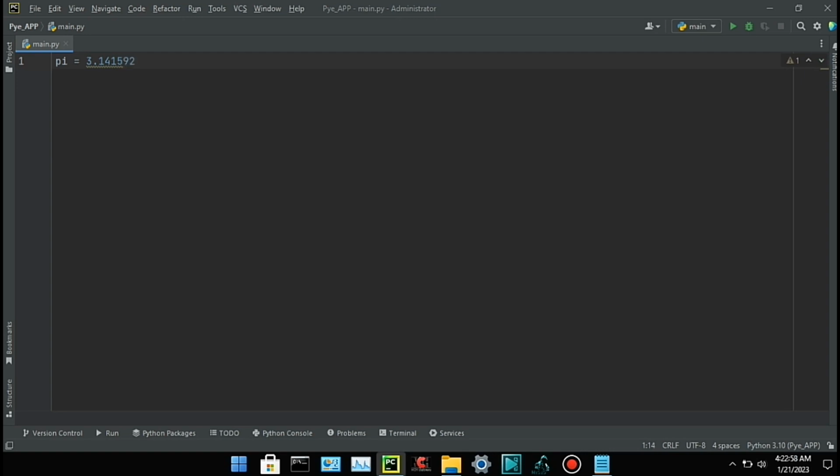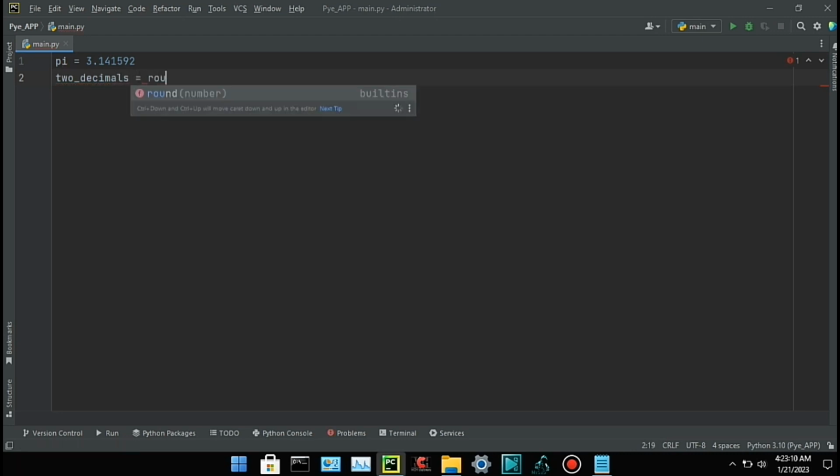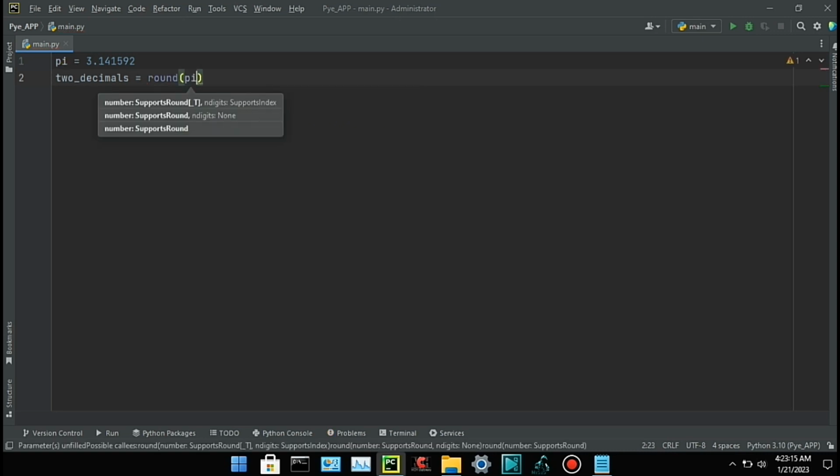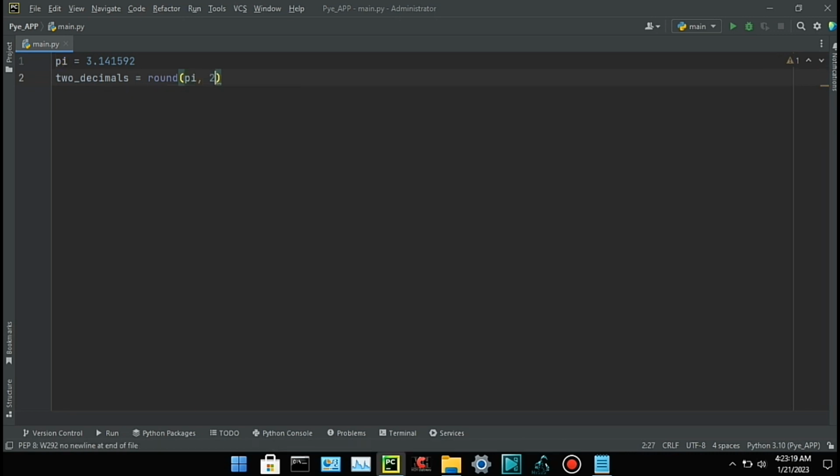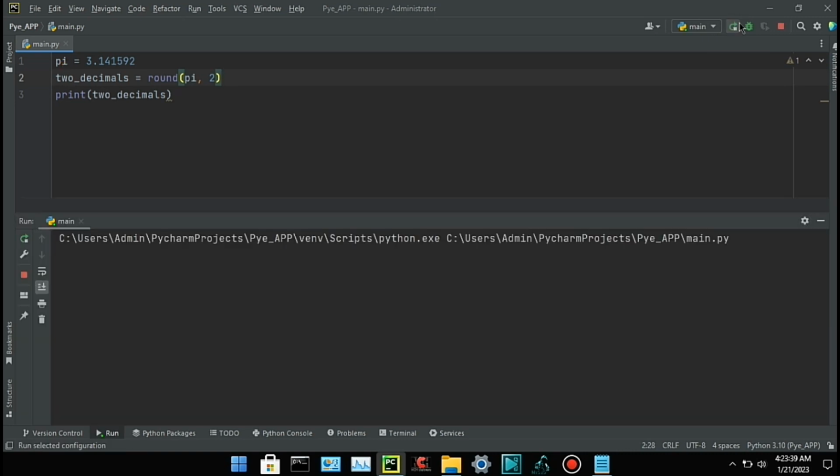To do that, we are going to specify a variable. I'm going to say two_decimal should be equal to round, and then we'll type in pi, separate it with a comma, and then say 2. What this does is round the value of pi to two decimal places. So we are going to print two_decimal, and when you run this code, you see that pi will be rounded to two decimal places. So let's run the code to see the result.